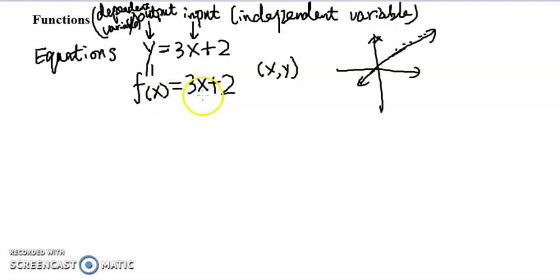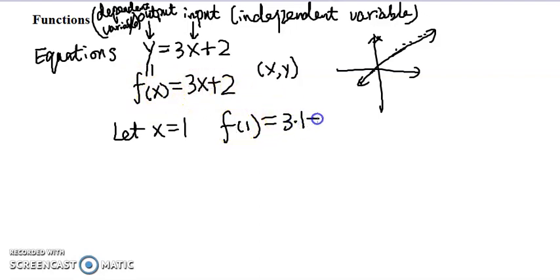In this function, we have the independent variable x, and so we can pick numbers for x. Say let x be 1. If x equals 1, we can find the corresponding y. Previously we called it y, but now we don't call it y anymore. We call it f of 1. So replacing x with 1, we get f of 1. What's f of 1? We're replacing x with 1: 3 times 1 plus 2 equals 5.